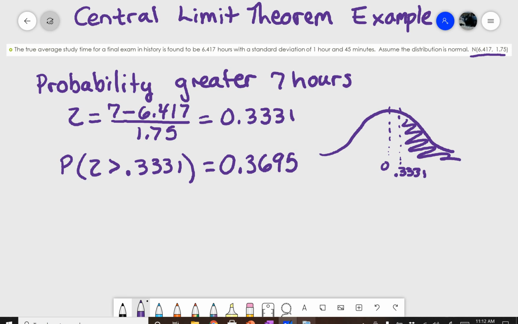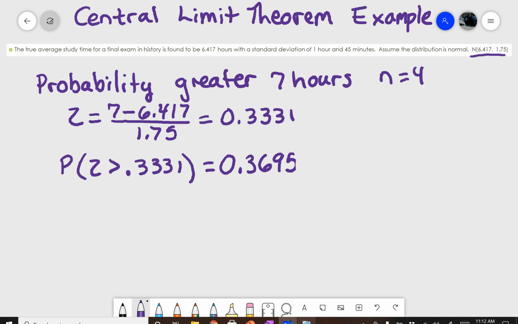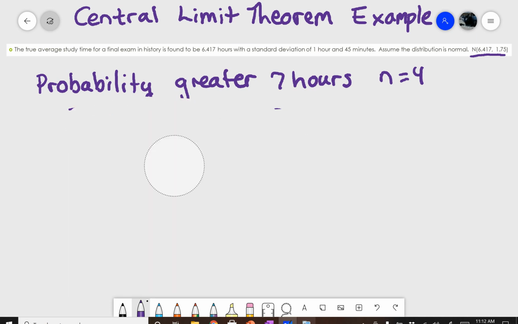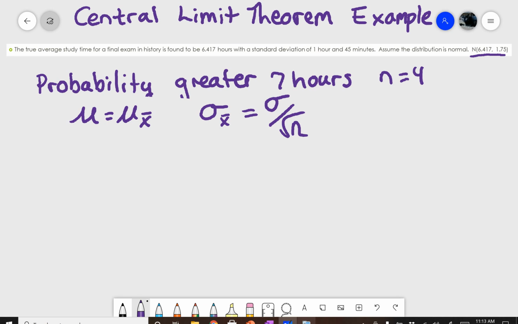Now, instead of the probability of one person, what's the probability that a sample of 4 people has a mean of greater than 7 hours? So that's going to change this problem now, and we have to use the central limit theorem. So for this, with the central limit theorem, we know that the mean of the population is equal to the mean of the sampling distribution, and we're using a sampling distribution for sample size of 4. So that means all possible samples of size 4, and the standard deviation of the sampling distribution is equal to the standard deviation of the population over the square root of the sample size.